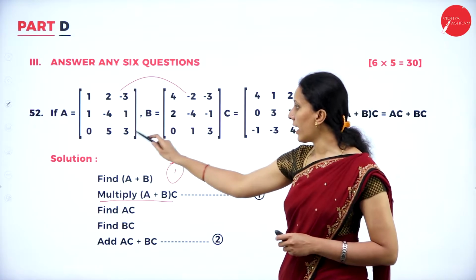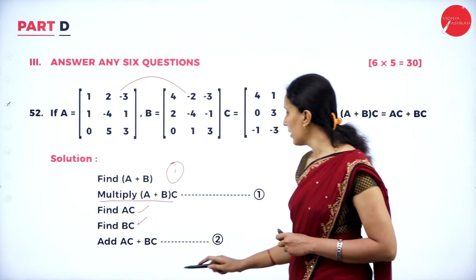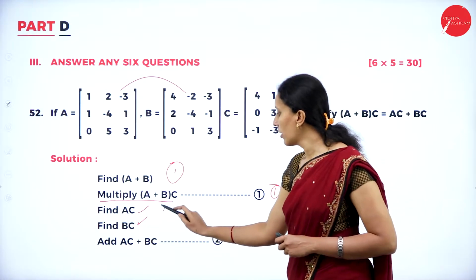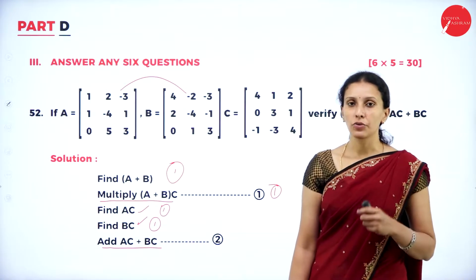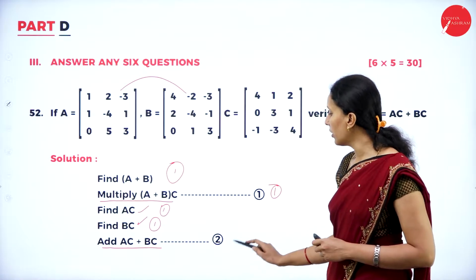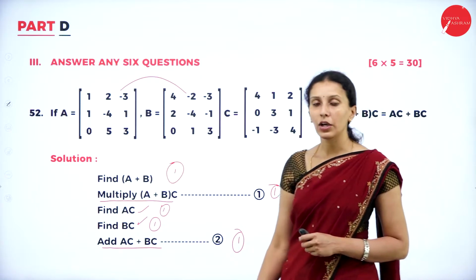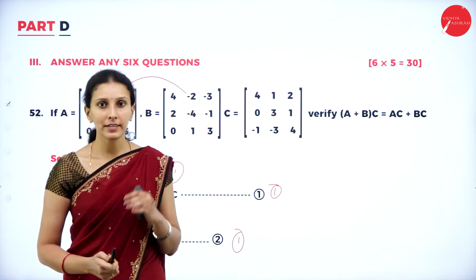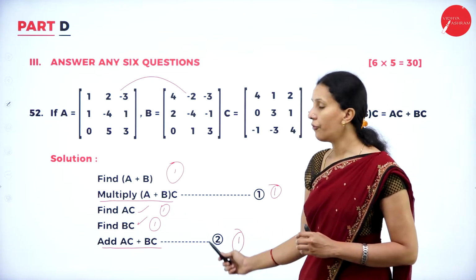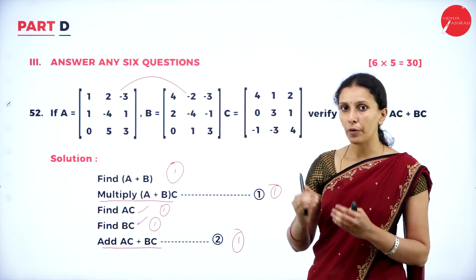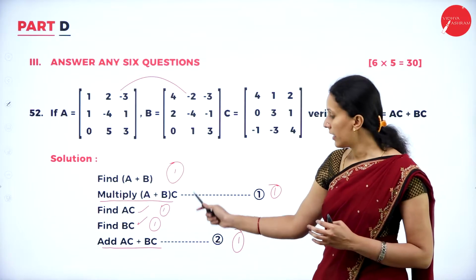Next you need to find A into C, the product of the matrices A and C, and B into C. For each of them you will have 1 mark. Then finally add AC plus BC to verify the property. Take it as equation 2. That is 1 mark. So in total you can conclude from equations 1 and 2 the distributive property given, that is (A plus B) into C is equal to AC plus BC. So this is how you will solve whenever the distributive property is given. The distribution of marks for each step is described here.